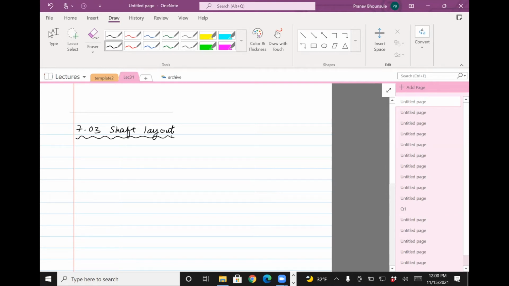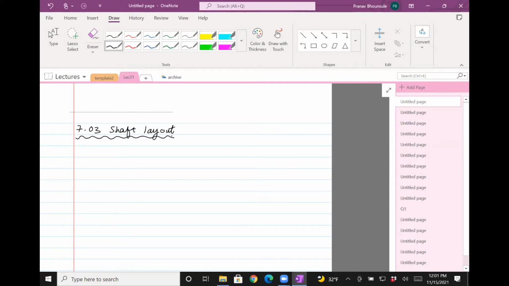Invariably, most machine elements would have a shaft. The reason you want to have a shaft is because the shaft acts as a place where you will fit in elements such as gears, pulleys, and bearings, so that you can transmit forces across, right? So the shaft is like the most important, it's like the heart of a machine element.